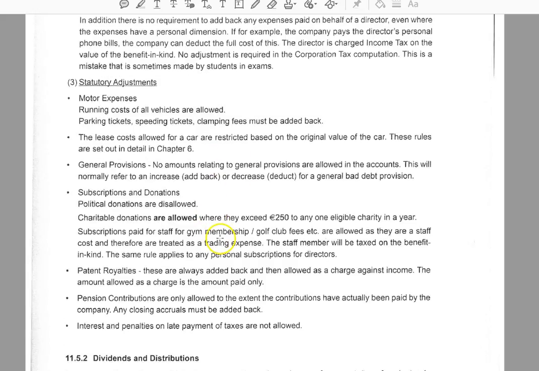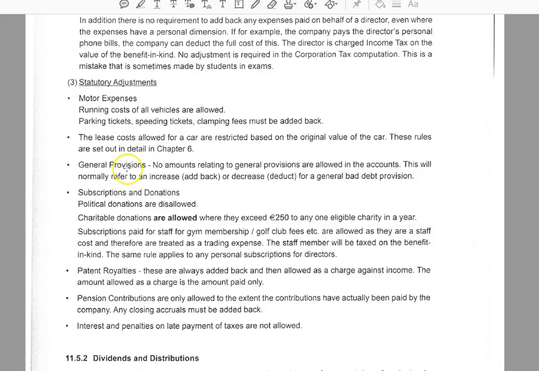Then there are some things which are always added back. These are things like parking fines, speeding tickets, clamping fees. Now, toll fees are okay because they're a charge. They're not a penalty for speeding or clamping. Parking fees would be fine. If you have to go somewhere and pay fees for parking, that's fine. So are toll fees. But anything where you broke the law is not allowed.